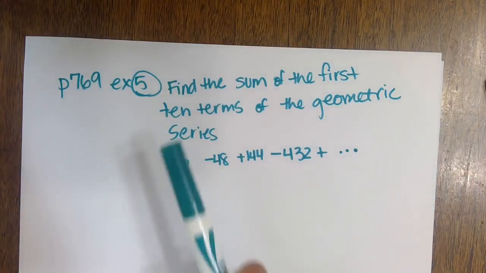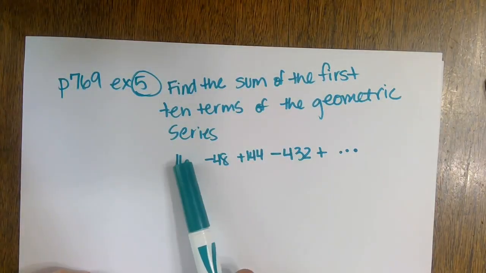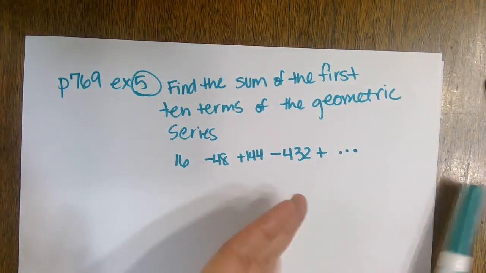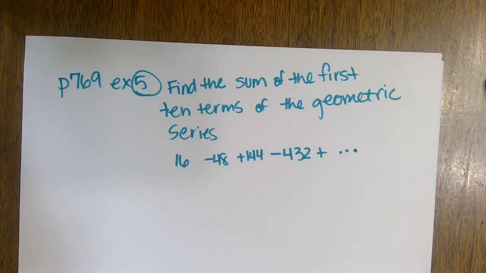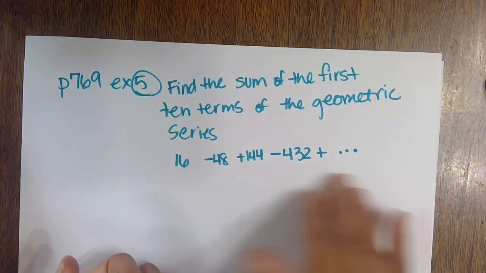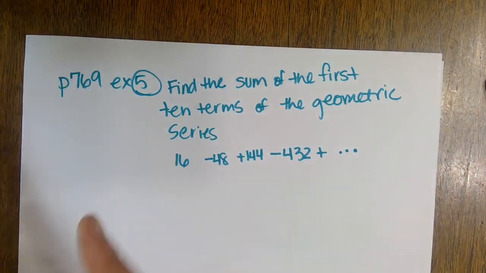Okay, so this next question: find the sum of the first 10 terms of the geometric series. Now, you could actually just expand it and write 6 more terms and add up all those numbers, but you might enter it wrong in your calculator, but that works. Had they said the first 50 terms, you're definitely not going to write all 50 terms and add them up. You're going to use the formula. So let's just use the formula for this.